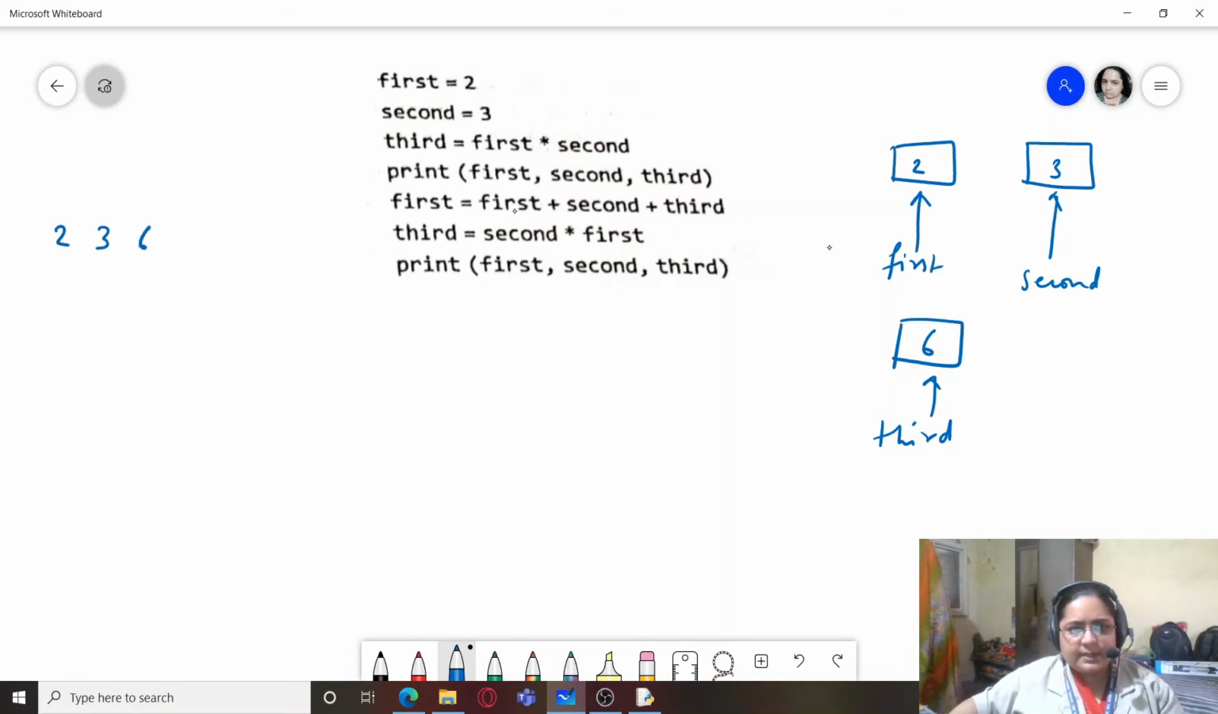Next is first equals first plus second plus third. That is 2 plus 3 plus 6 which is equal to 11. 2 plus 3, 5. 5 plus 6, 11. So again now first has to point to an area with 11. So it will be pointing to 11.